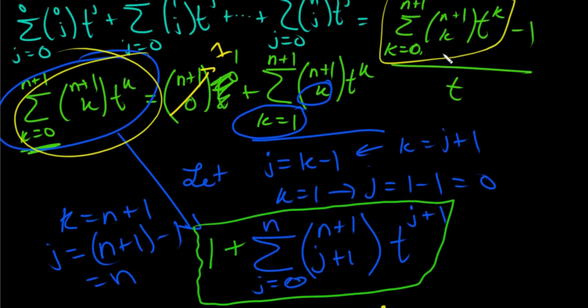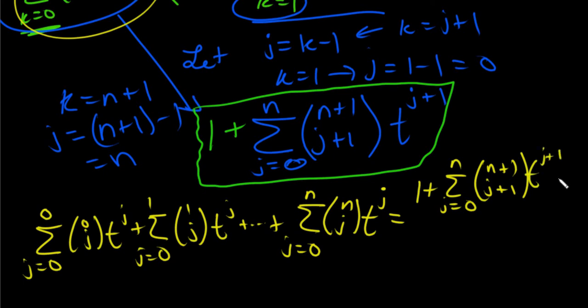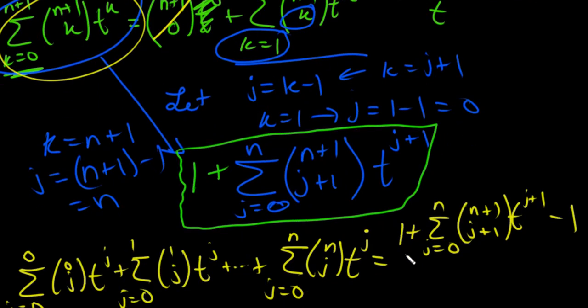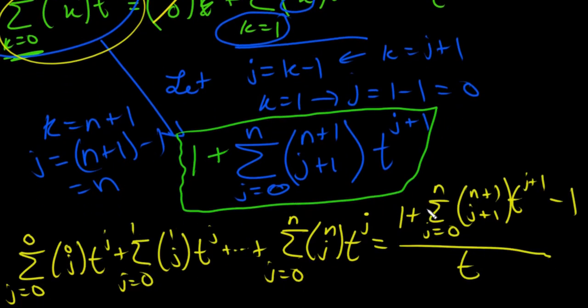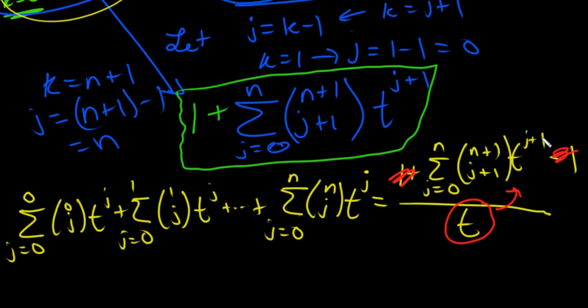Let's plug this guy into this part of the equation, our right-hand side. 1 plus the sum from j equals 0 to n of n plus 1 choose j plus 1 times t to the j plus 1 minus 1. This minus 1 comes from this guy. All of that over t. Great. Okay, so what's going to happen is this 1 is going to cancel with this negative 1, and we can actually put this t inside of here, and that will reduce the exponent on this guy to just j.